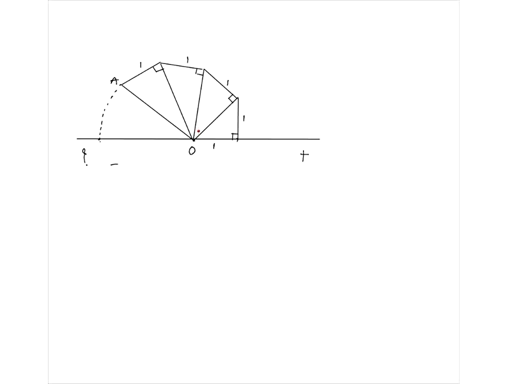1, 1. So this is √2. Again, in this triangle, applying Pythagoras theorem, this is √3. Then for this triangle, applying Pythagoras theorem, √4. Then for this triangle, √5. Same radius, you are taking √5, √5. So -√5 is the correct answer. Now, any questions? If you have, then let me know.